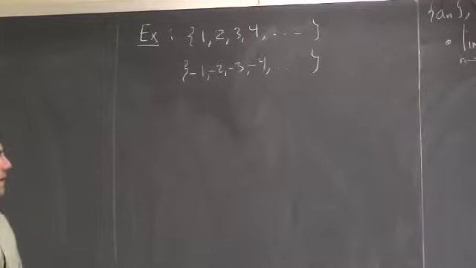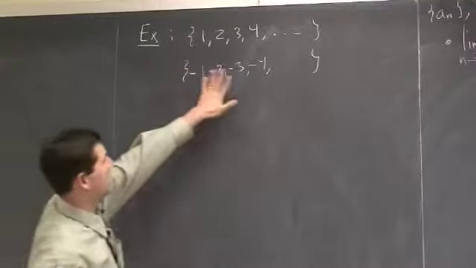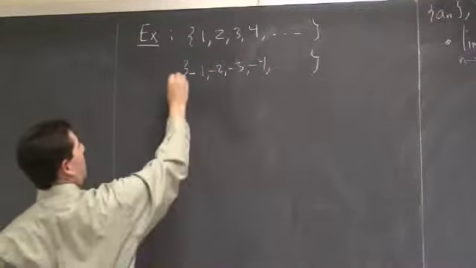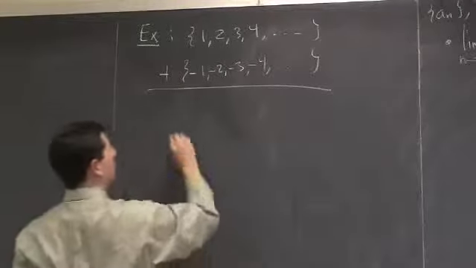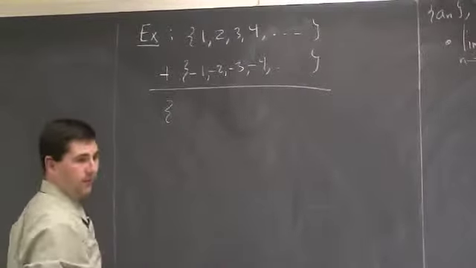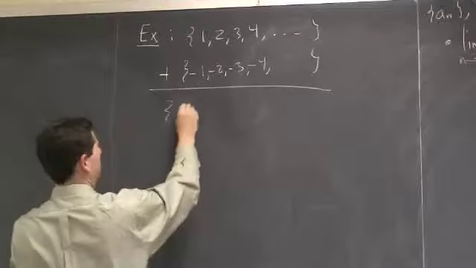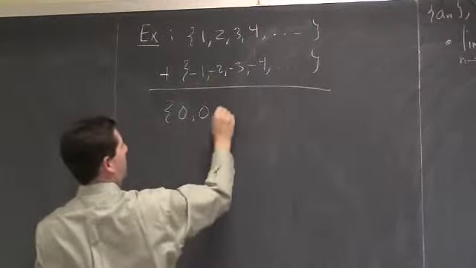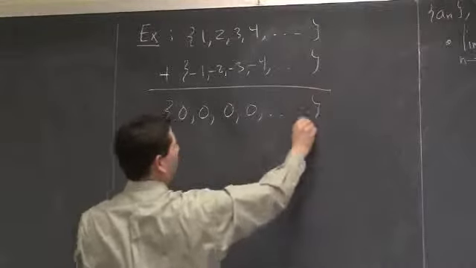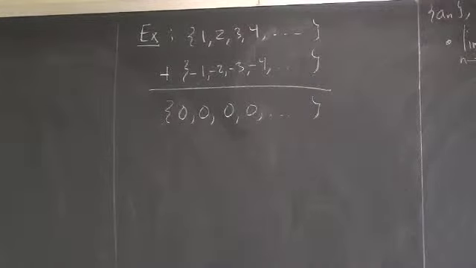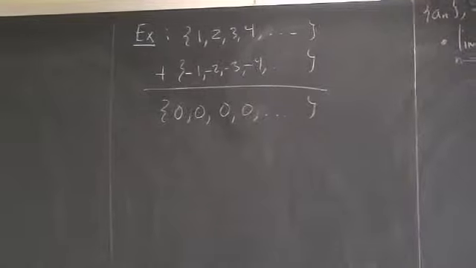What do I mean if I say I'm going to add? I don't mean sets here. I really mean sequences. What do I mean to add these two together? If I add them together, I just do it term by term. 1 plus minus 1, 0. And actually this is a rather nice result. You just get 0, 0, 0, 0.